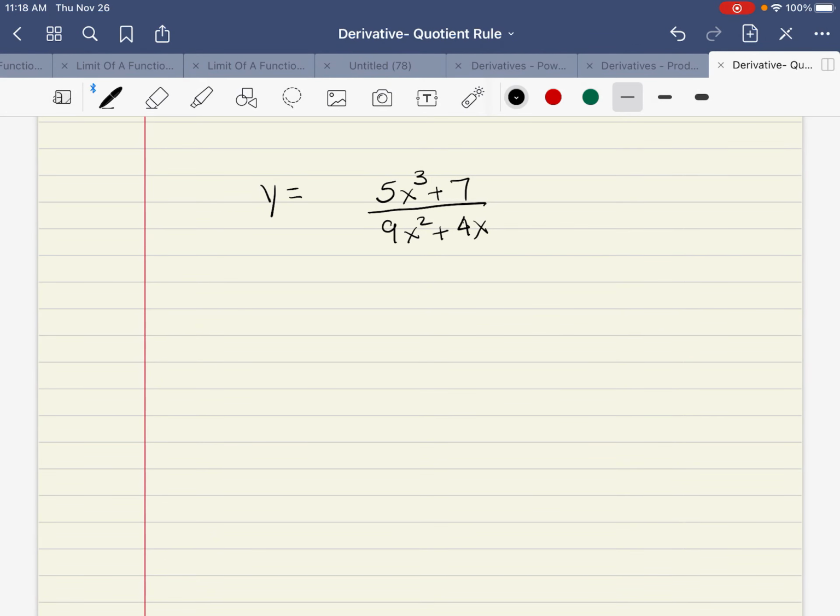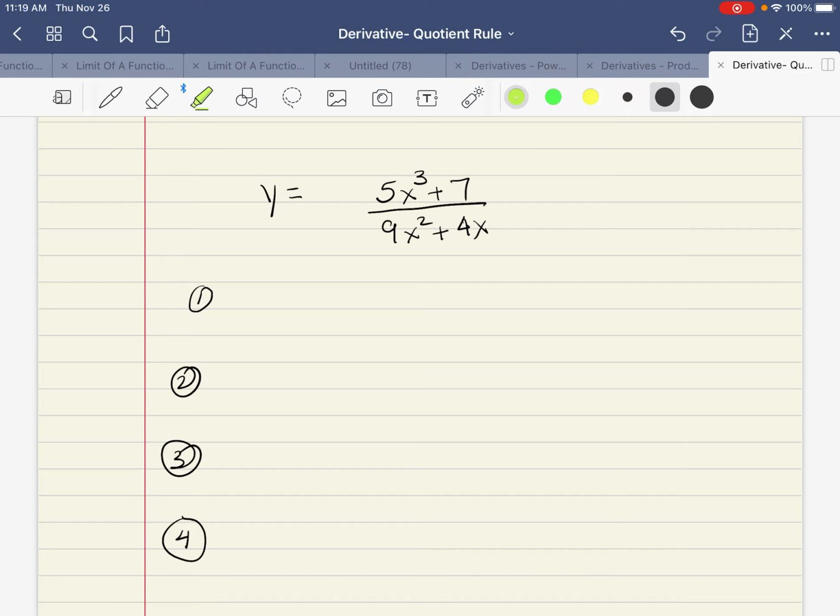Okay, we're going to look at the quotient rule for derivatives. As the title indicates, your function is going to be in the form of a quotient, or a fraction if you'd like. So I've got this one here, 5x cubed plus 7 over 9x squared plus 4x. What we're going to do is set up this 1, 2, 3, 4 that I introduced with the product rule, but it's just slightly different.